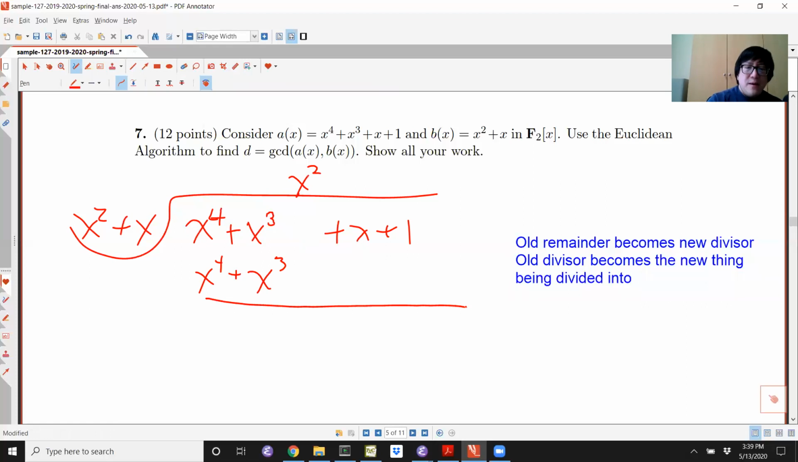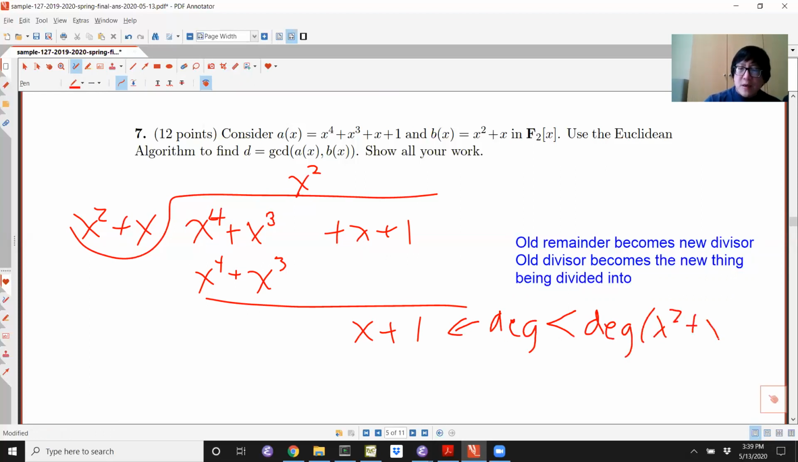Look at that. And we get a remainder of x plus 1. Oh, thank God. X plus 1 is degree less than 2. So the degree of that thing is strictly less than the degree of the divisor, x squared plus x. And so we stop.